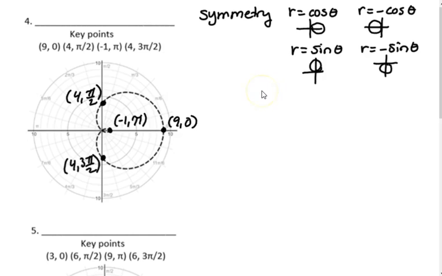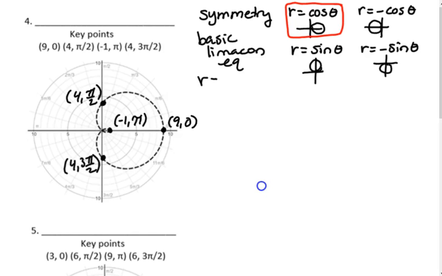So when we see this graph right here of this limacon, we see that it has a positive cosine type of symmetry. So we're going to be in this situation. Secondly, you need to recognize the basic equation for a limacon. So the basic equation for a limacon is going to be r equals a plus b cosine theta. So we're looking at this basic equation here. So now the question is, what are a and b? So I want to teach you to focus on a first.